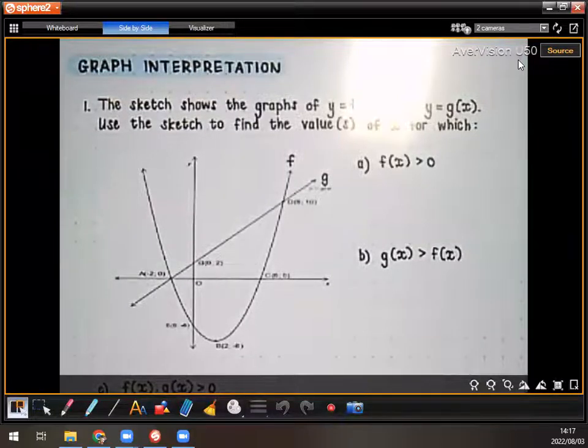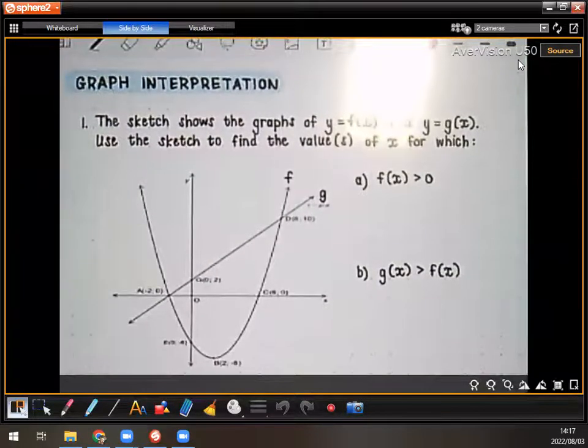But they're not even giving us the equations of these two graphs, right? They're just saying that we have a graph that's labeled f of x and a graph that's labeled g of x. Use the sketch to find the values of x for which, and then they're asking us various questions. Guys, are they stating find the equations of these graphs? No.